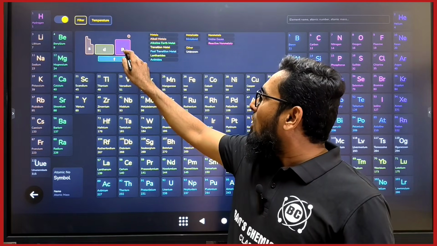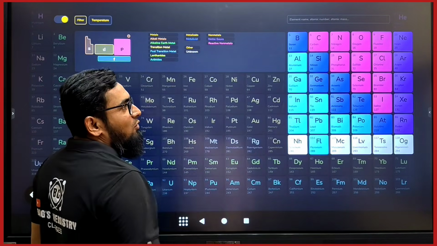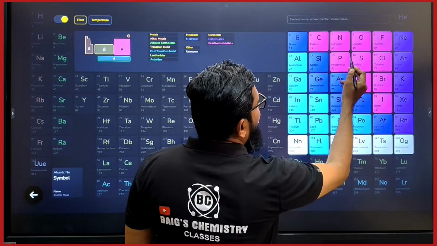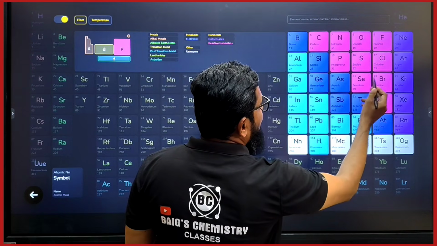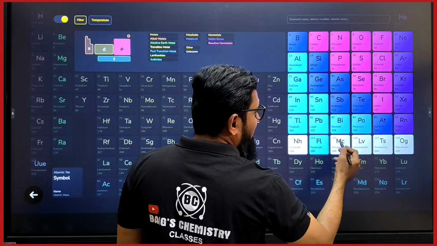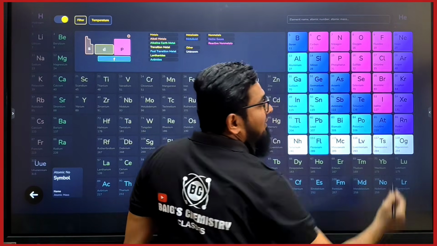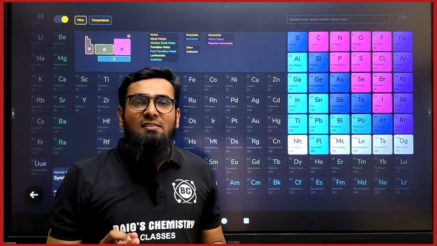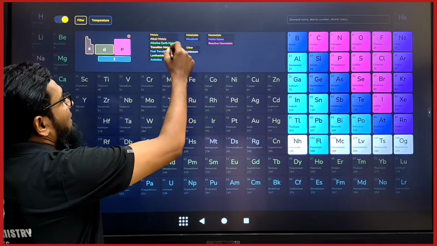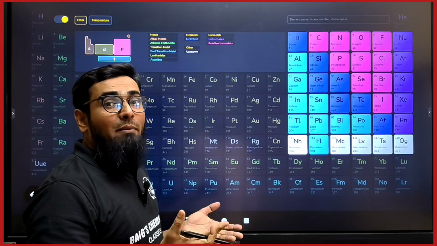Then you are having another block, that is P block. So P block elements here, they are highlighted, students. You can count how many they are in number: 1, 2, 3, up to 36, and here 37. Total 37 P block elements you are having. Okay, students? Then in this you are having a mix of metals, non-metals and metalloids.